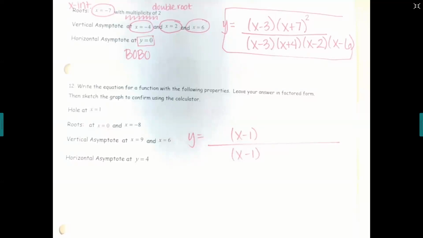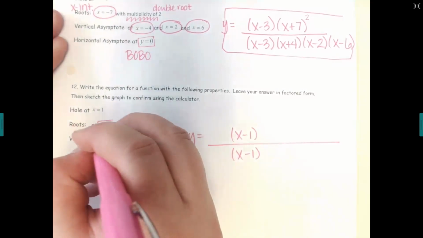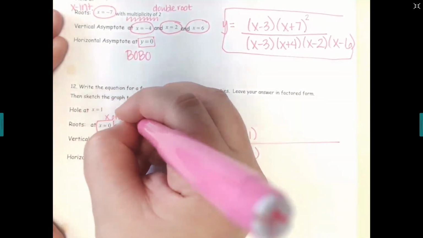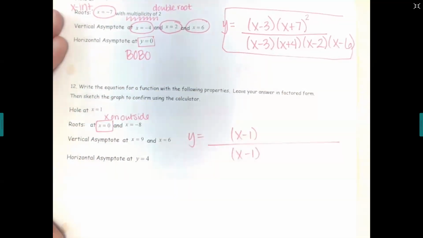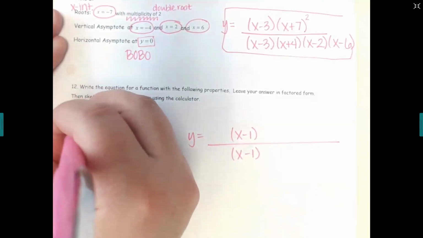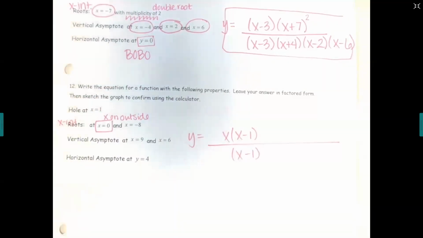For my roots or x-intercepts, I want one at 0 and one at -8. Where do you put the x if you want the answer to be 0? On the outside. Very good. X on outside. And where am I going to put it? Top or bottom if it's an x-intercept? Top. So put an x on the outside.